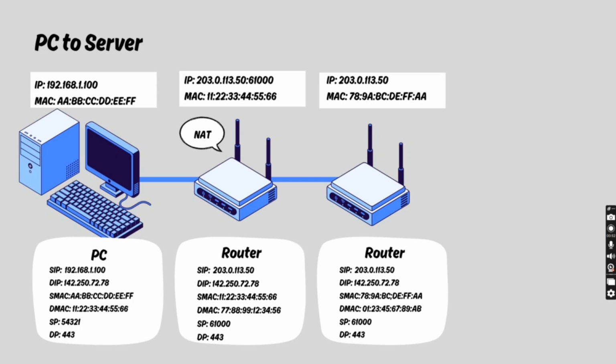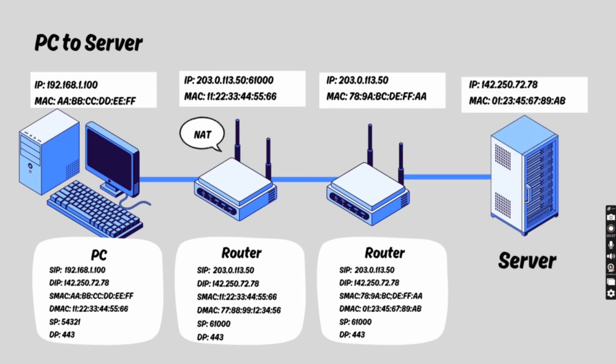The source MAC address now becomes router 2's MAC, which is 789ABCDEFFAA, and the destination MAC address is set to the server's MAC address, which is 0123456789AB. The source port remains 6100 and the destination port is still 443. Finally, the server receives the packet and checks if the destination IP address matches its own.